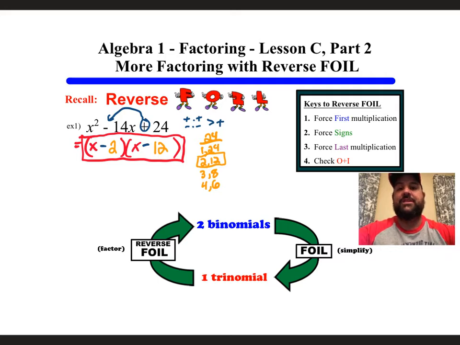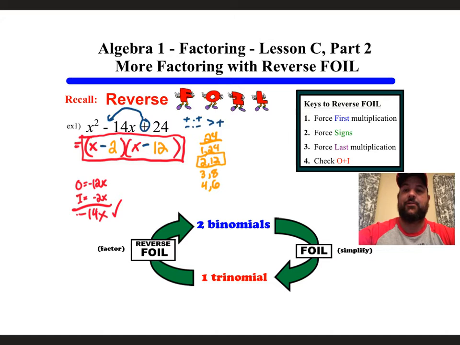Again, the outside in this case is negative 12x. The inside multiplication is negative 2x. They add up to negative 14x, which is what our middle term is. So that means we did it correctly.